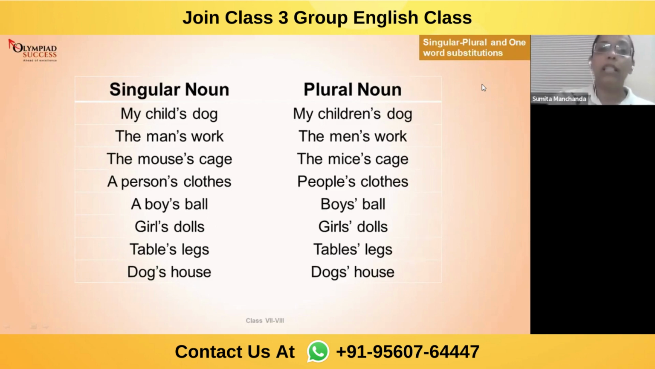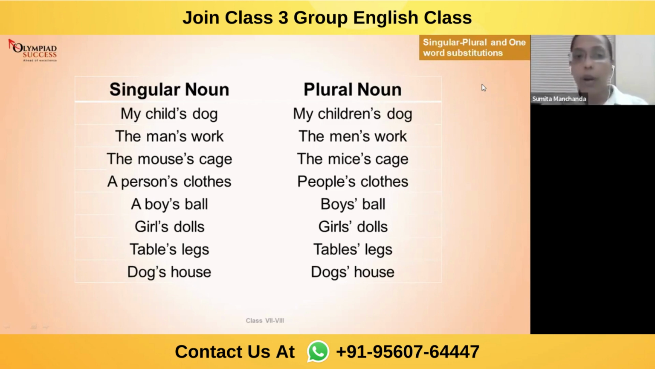Now, the man's work. Over here I'm saying man's work. This is singular. But when I'm talking about plural, man becomes men. But the work, whose work is that? This work belongs to those men. They are going to do this work. So again, when I say "the men work," it sounds quite odd. The men's work. So again, there needs to be an apostrophe S after these words.